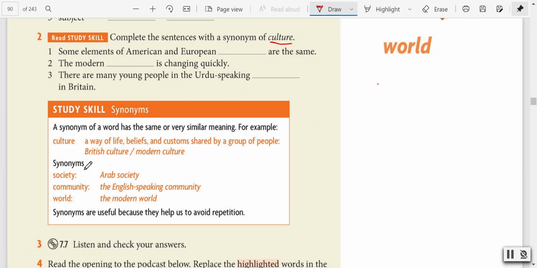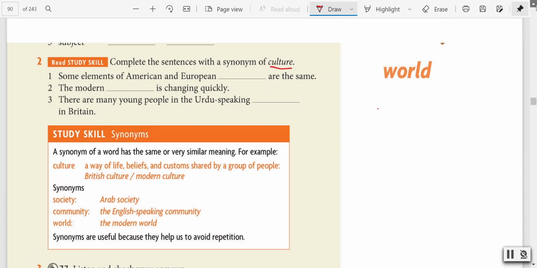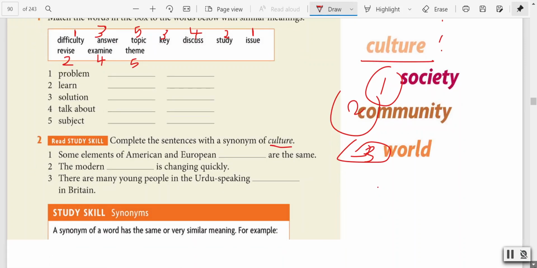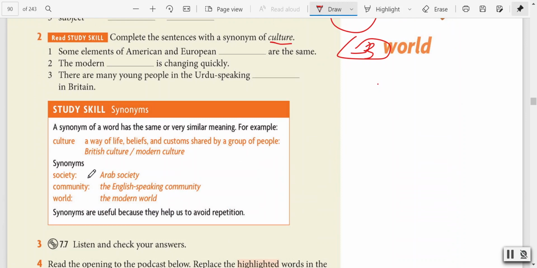Synonyms of culture are society, community, and world. Society, for example, Arab society, Kurdish society, and Turkish society. Community, the English speaking community, and world, the modern world.